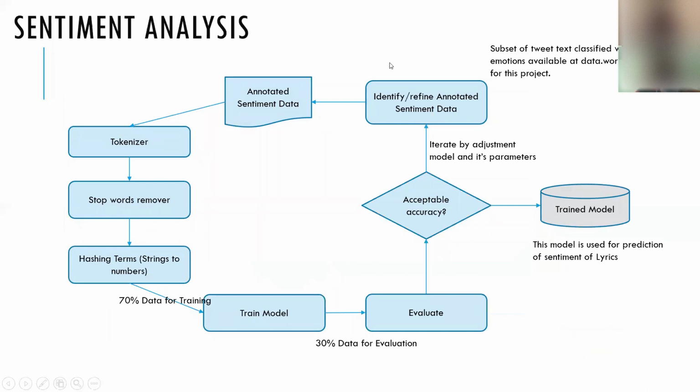This diagram shows the core of what we did, basically the sentiment analysis. One of the biggest challenges that we faced was getting the annotated sentiment data. We found a lot of data available on positive and negative sentiments, but there is very little available on emotional analysis like happy, sad, anger, etc. After a lot of searching, we finally found a data set from world.data, which was emotional analysis on tweets. We used that, and it gave us decent results.